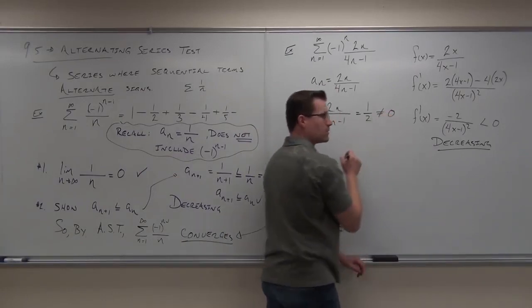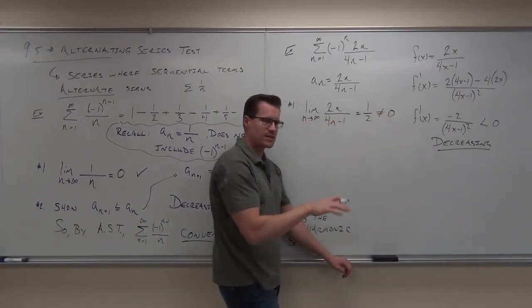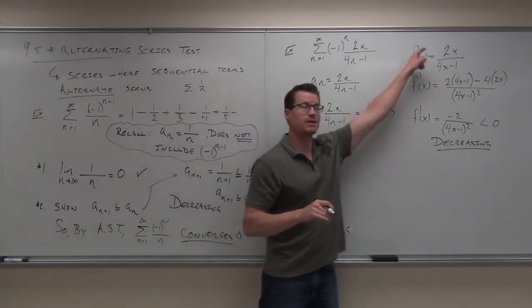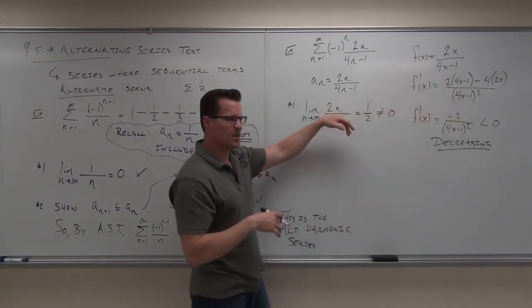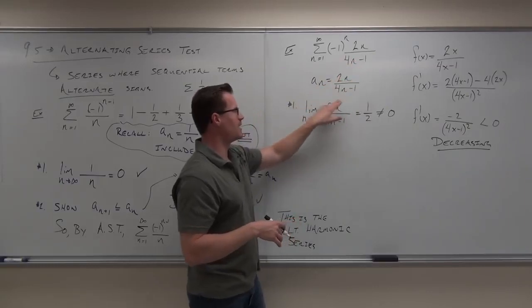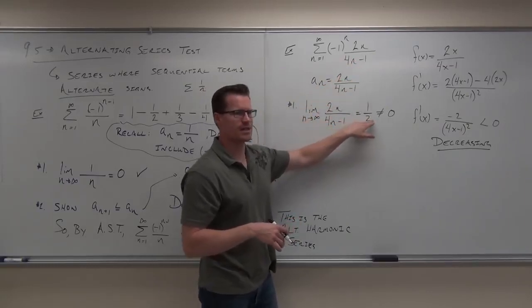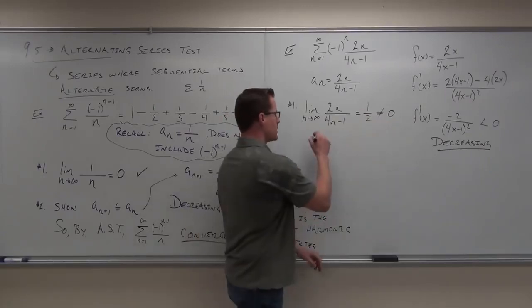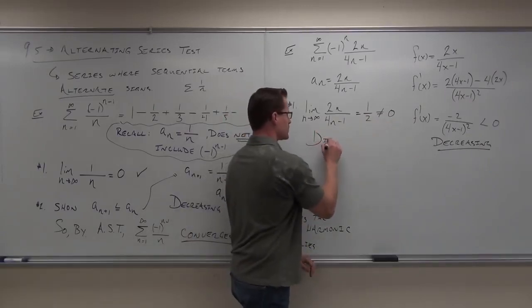This is not 0. In practicality, if you were doing this problem on a test, you would not even get to this. You'd say, let's do the limit first. The limit of this guy is 1/2. Is that equal to 0? By the divergence test, the series diverges.